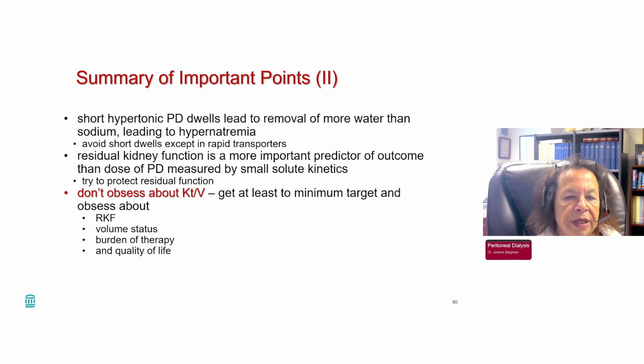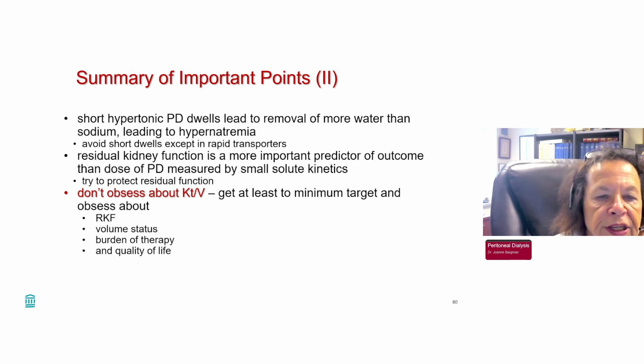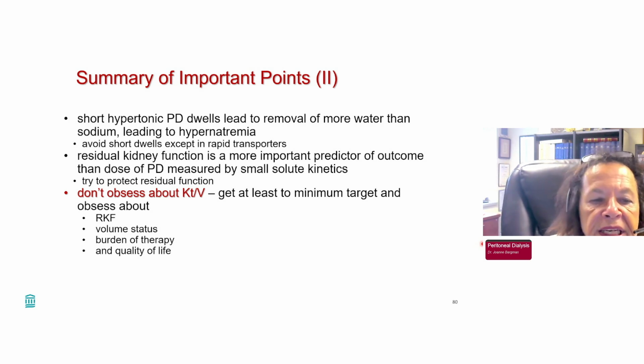Don't forget about residual kidney function. As you know, it's one of the most important predictors of outcome in our patients, more than anything measured by small solute kinetics. Please don't obsess about Kt/V urea. I know you have to report it, so get to the minimum target, and use the renal Kt/V in your calculations, even though kidneys do so much more than get rid of urea. Obsess about other things in your patients, including volume status, protecting the residual kidney function, please, burden of therapy, and quality of life.